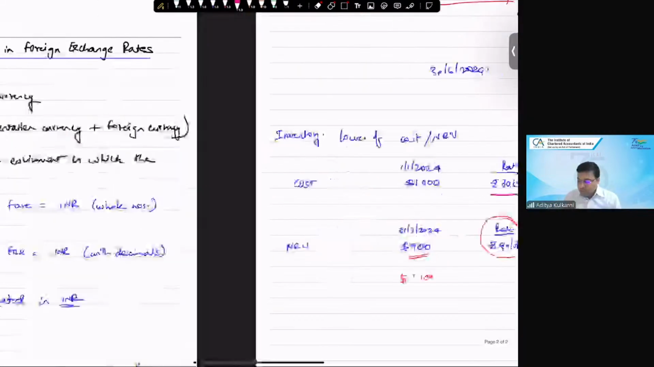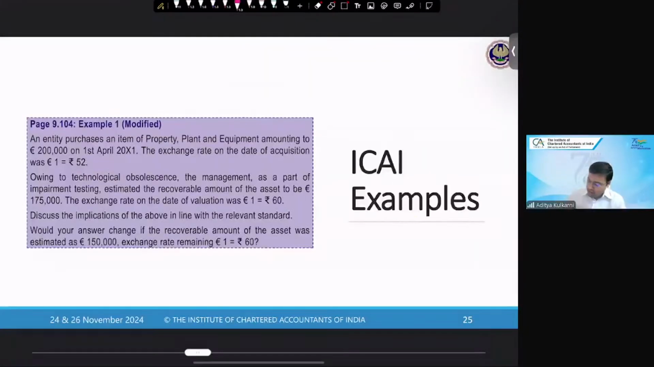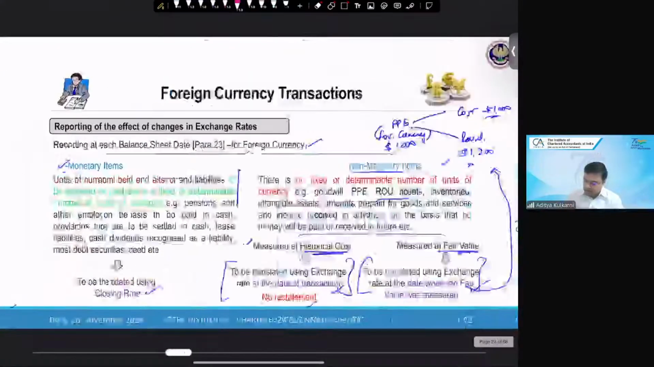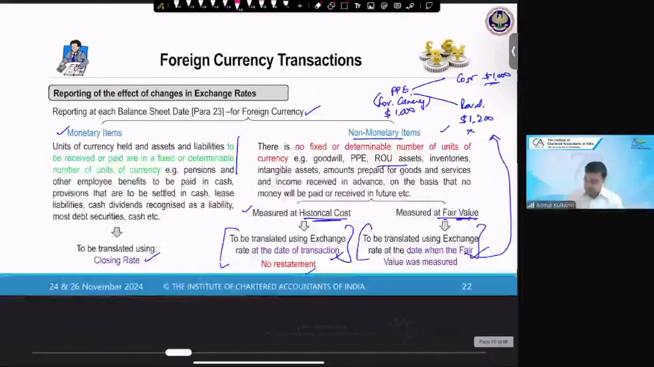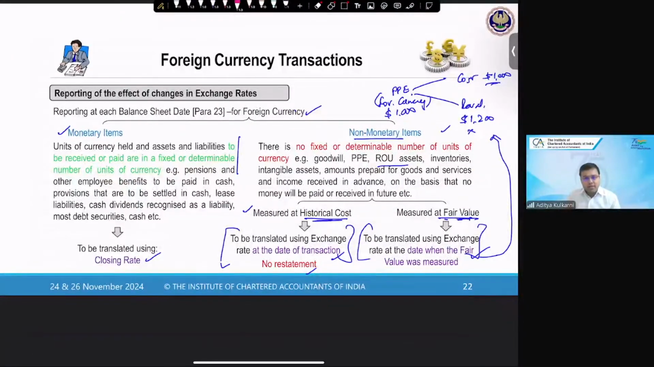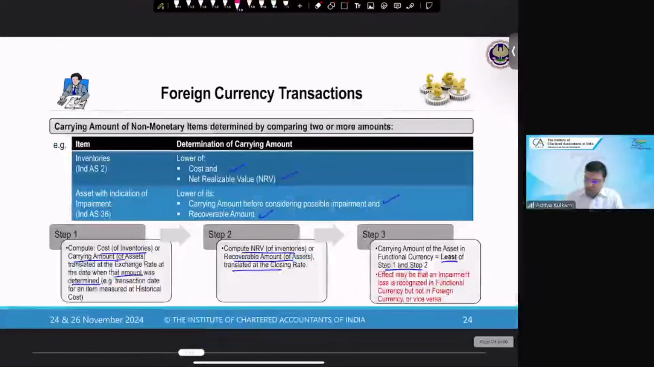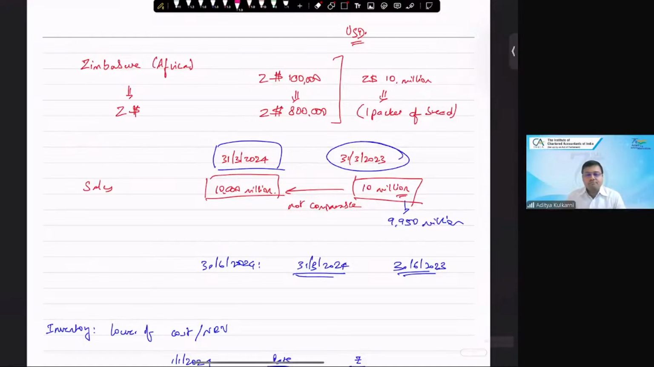Yes, sir. Because the principle is what? Don't forget the principle. The principle states that whenever there is a fair valuation or NRV valuation, you have to use the exchange rate that is present at the date when the fair value or NRV was computed. Are we okay with this? Yes? Sure? Everyone? Isha, did you follow? Anu, did you follow? Yes?